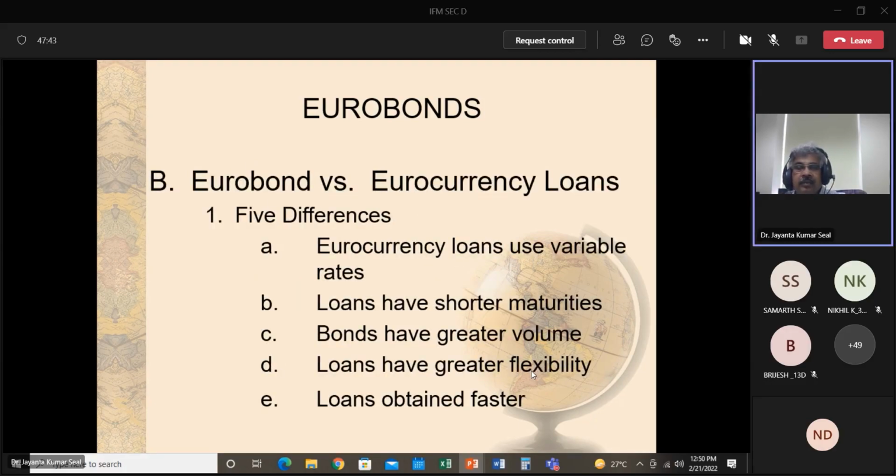There is a difference between Eurobond and Eurocurrency loan. Eurocurrency loans use variable rates. Loans have shorter maturities, bonds have greater volume, loans have greater flexibility, loans are obtained faster because you borrow from a particular bank or financial institution, or maybe a consortium of banks, and loans may not be traded, but bonds will definitely be traded. Any question, confusion?